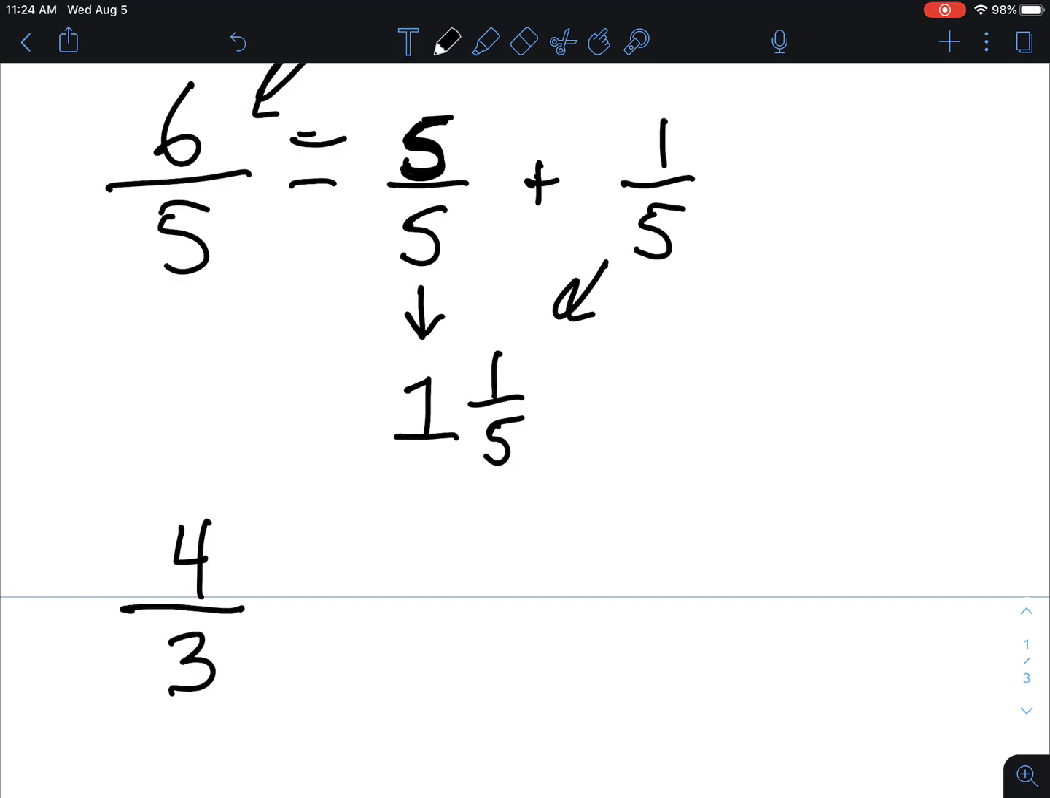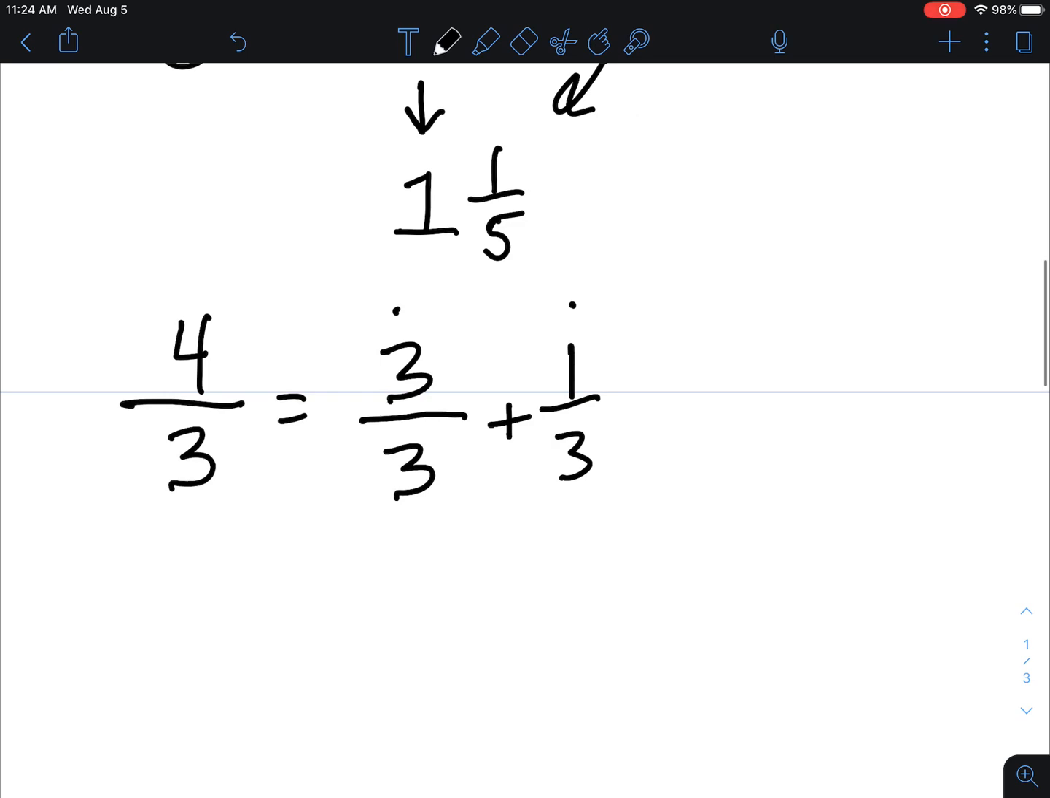So let's say you have 4/3. How would you make that into a mixed number? Okay, so remember, the denominator's not going to change. So I'm going to take out the 1 whole from that, so that's 3/3. That would leave me 1/3, and you can double check, right? Because 1/3 plus 3/3 is 4/3.